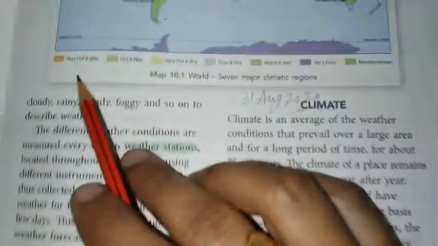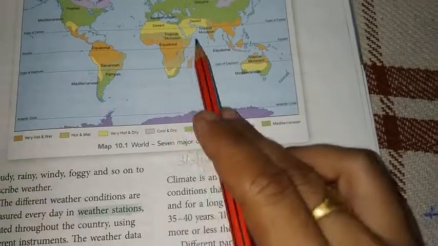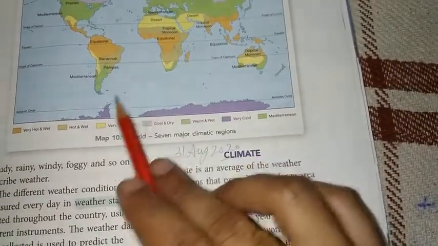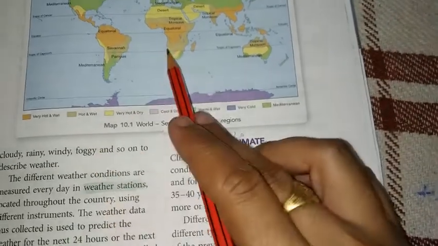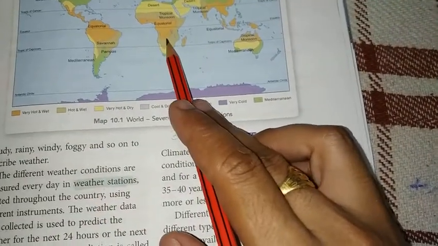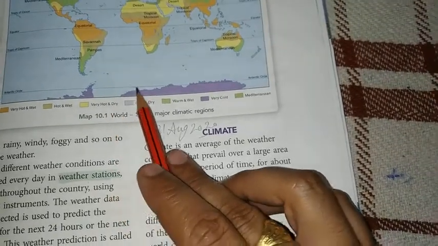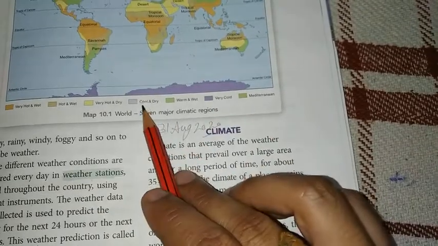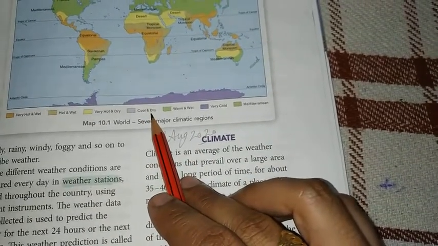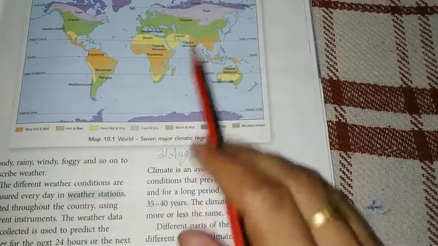First, just like in the map, the brownish color is very hot and wet. That region is hot and wet. Then hot and wet. The greenish one is hot or wet. Very hot or hot. Then yellowish is very hot and dry. Hot but dry. Then cool and dry. Light purple is cool and dry.